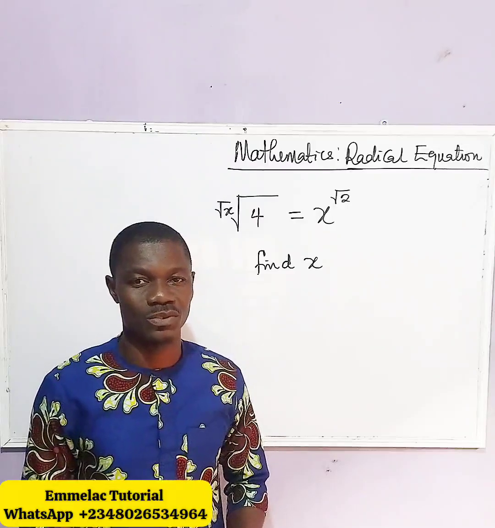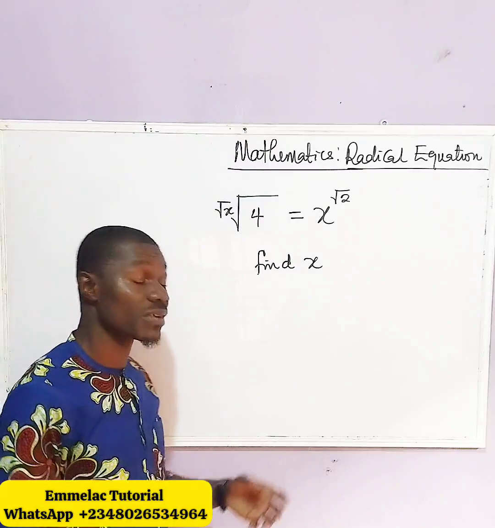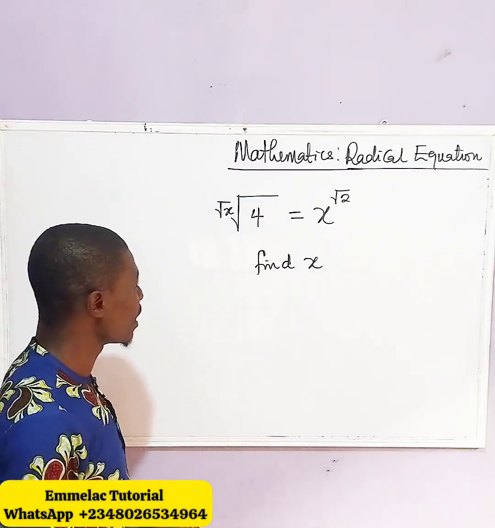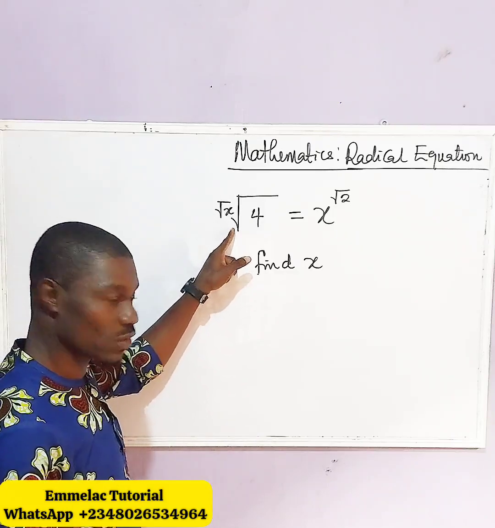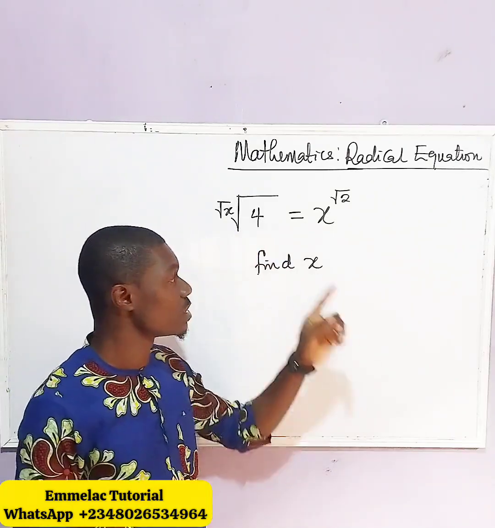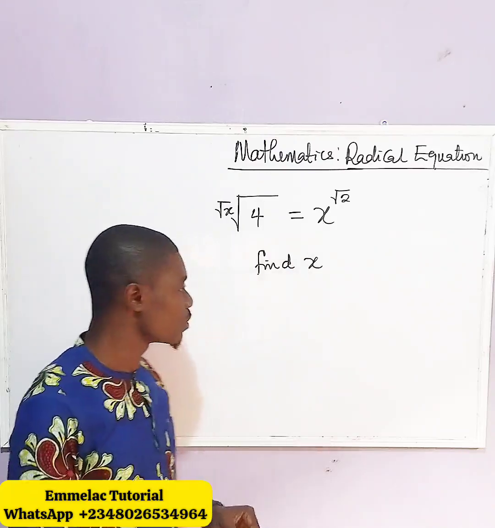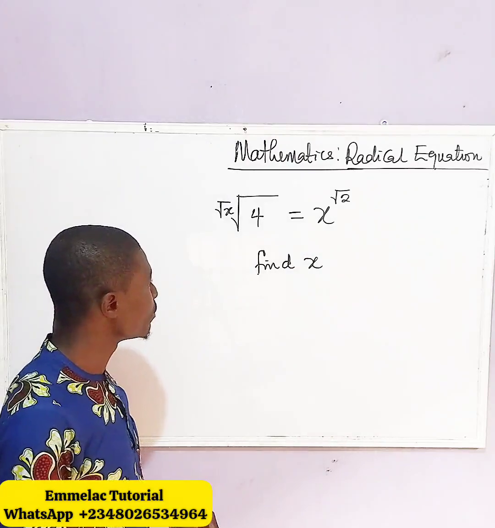Welcome to Emmelac online tutorial, and before us is this beautiful radical equation, or radical exponential equation. It reads that the x-th root of 4 equals x raised to the power of the square root of 2. So we are going to find x. Alright, so how do you go about it?